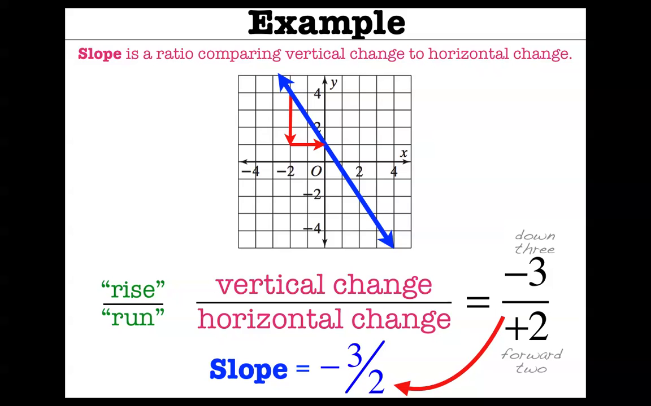And you can just leave it as a fraction because slope is supposed to be a ratio. We like it to be a ratio. If it simplifies to a single whole number, that's great, but a ratio is just fine. So negative 3/2 is our slope.